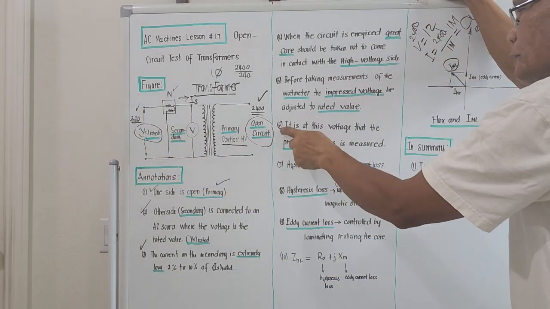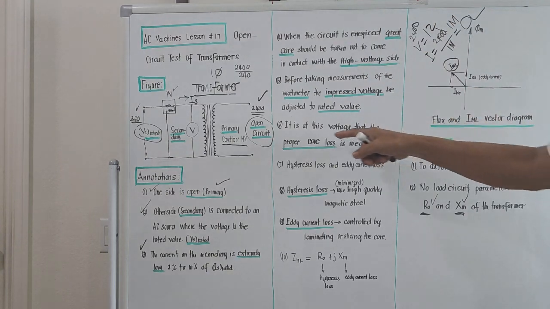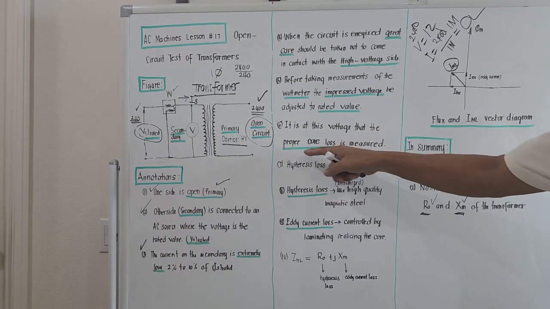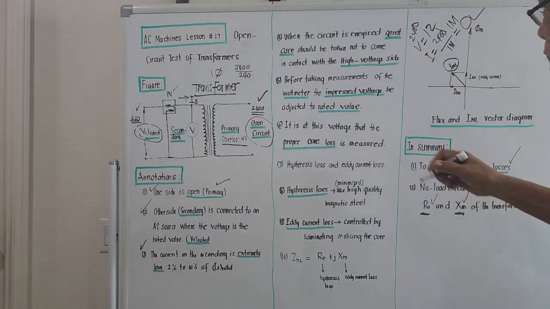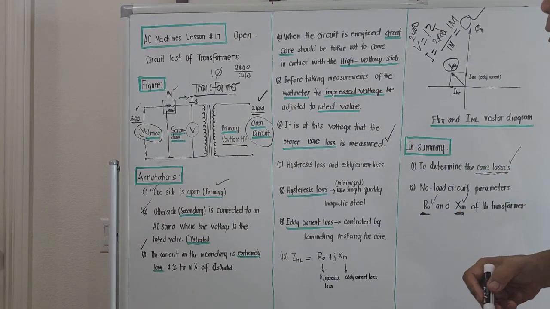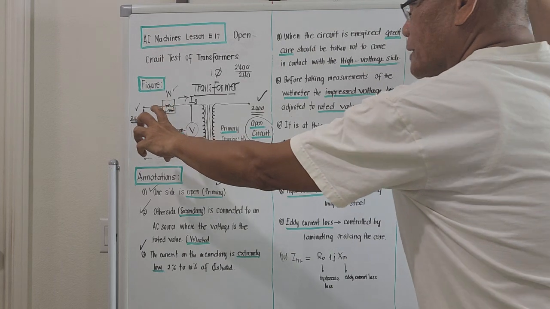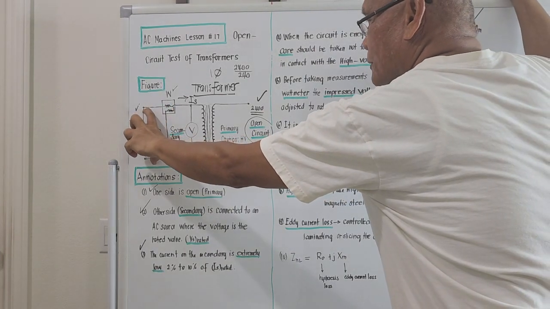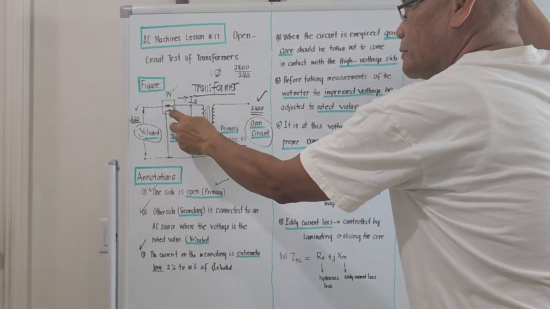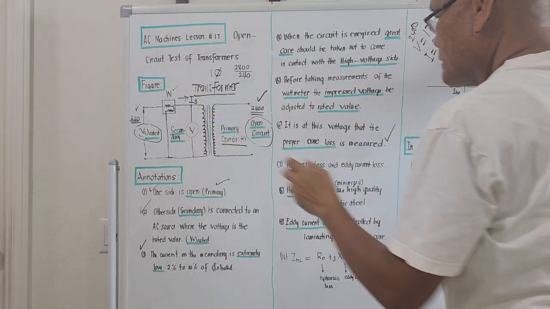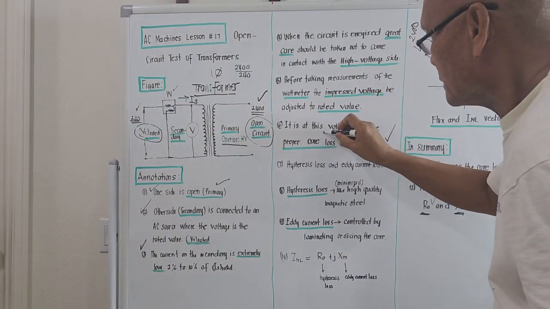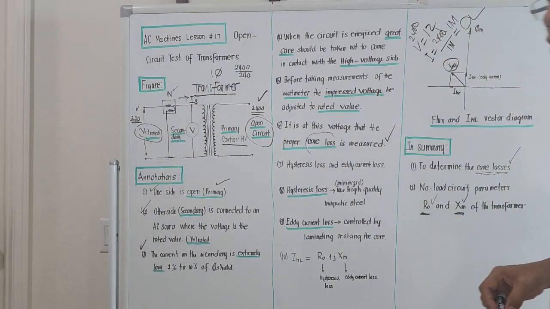Okay? And according to number 6, it is at this voltage that the proper core loss is measured. Meaning to say, under the open circuit test, if the applied voltage here is the correct rated secondary voltage, what will come out for the wattmeter reading is actually the proper core loss. Right? It's the loss due to the lamination or iron core of the transformer.